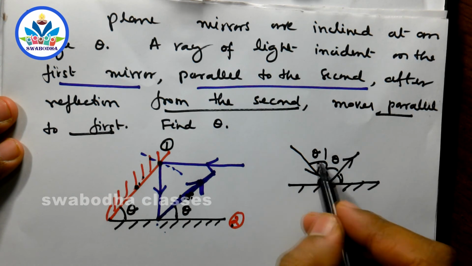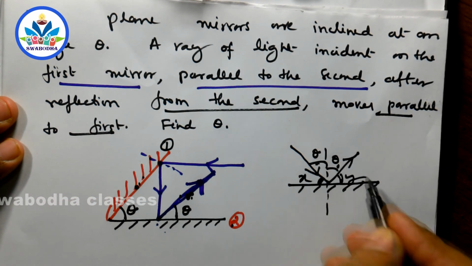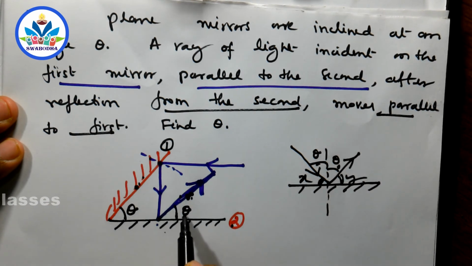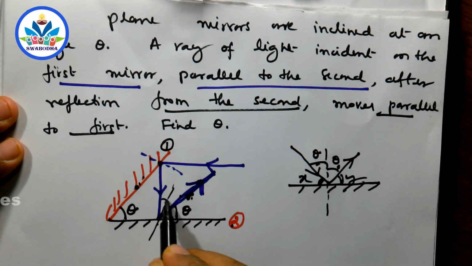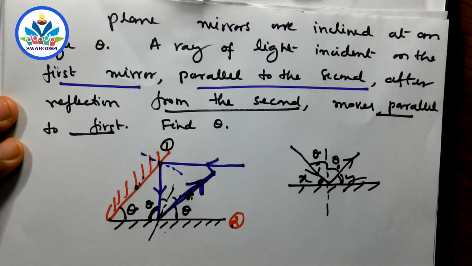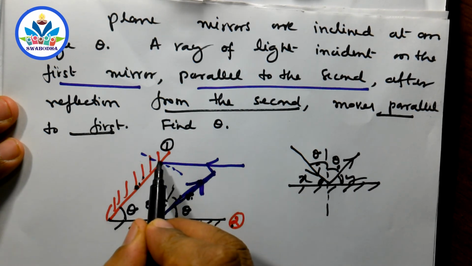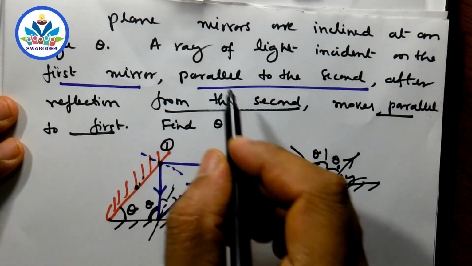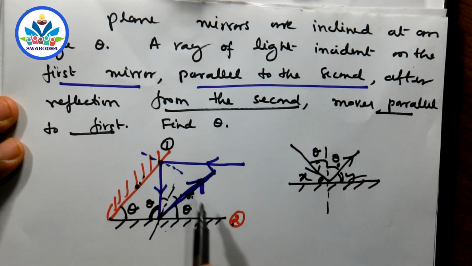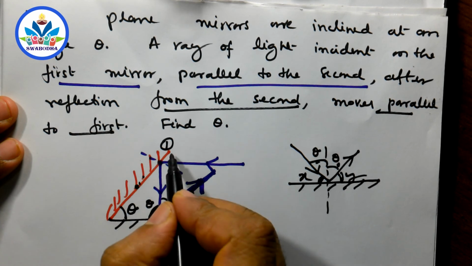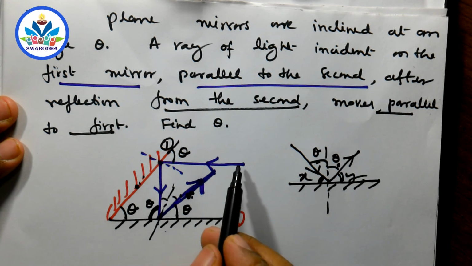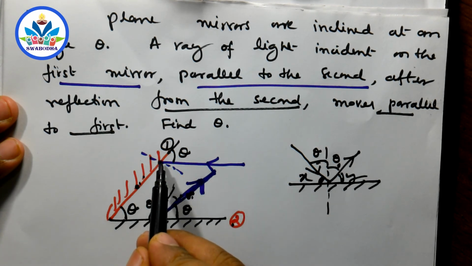What about these two angles? If these two angles are same, definitely these two angles must be same. Correct? That means, if this is theta, and if this is theta, whatever be this angle, here angle of incidence and reflection should be same, but this glancing angle should be the same, theta. Now you see the first ray of light, incident on the first mirror, parallel to the second. So this and this are parallel. This is theta, this is also theta. So the first ray is incident to the first mirror but parallel to the second.